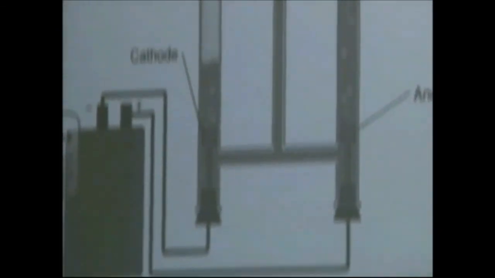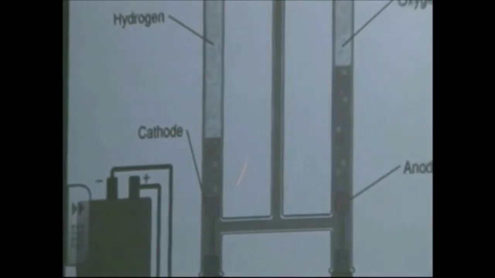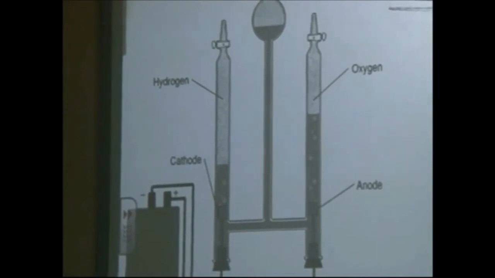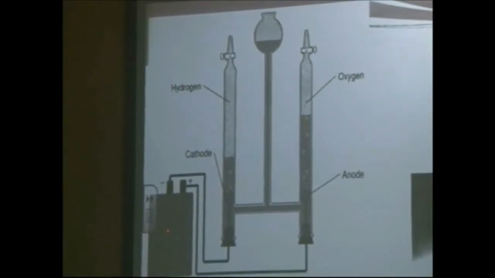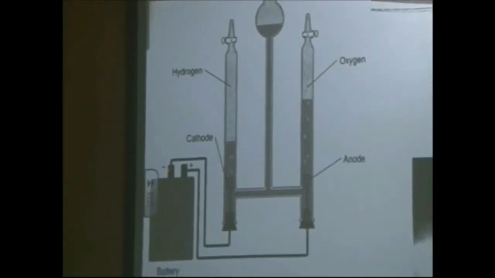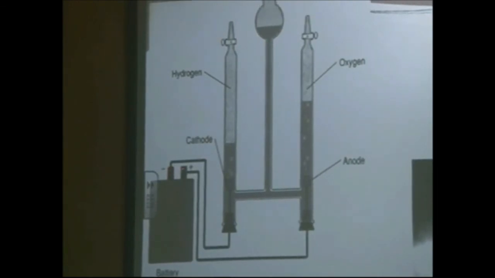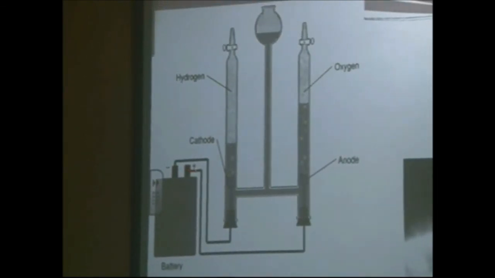Now, to explain that further, what we have here is known as the Hoffman photometer. And this is a DC battery. The cathode and the anode are connected to the Hoffman photometer.